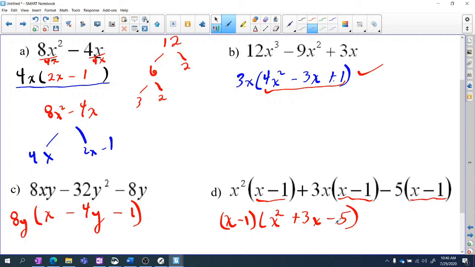It's a simple trinomial. I would have to multiply to get negative 5, and then the numbers that I multiply to get negative 5 would have to add to give me 3. That's impossible. The only way to multiply to get 5 is 5 and 1. There's no way to combine those with positives and negatives to get a plus 3. So you're done.